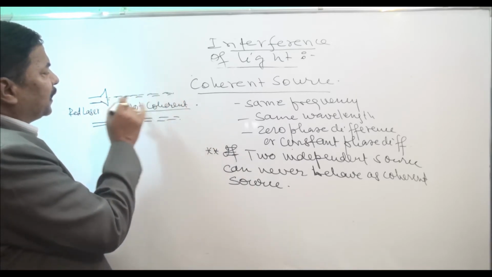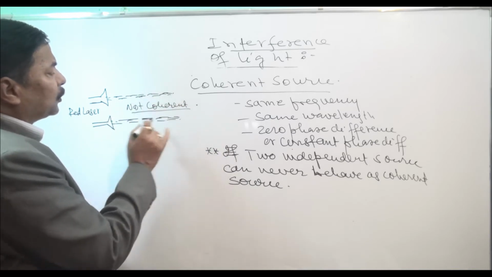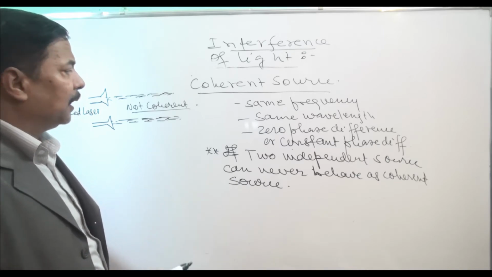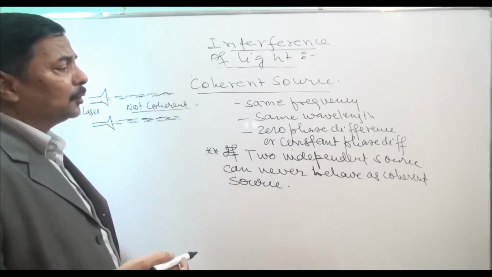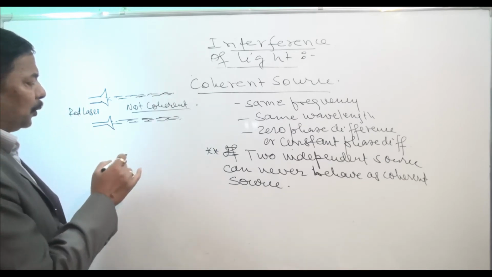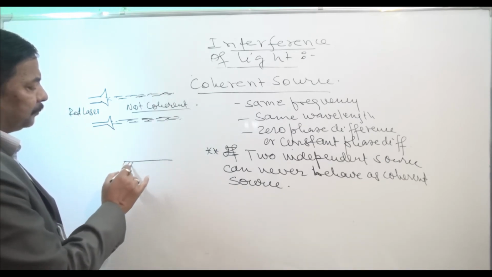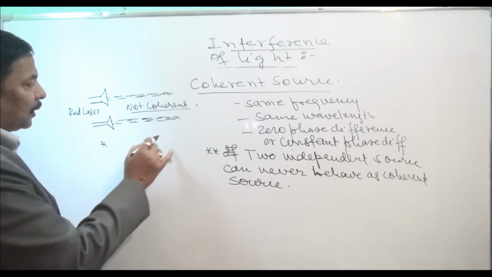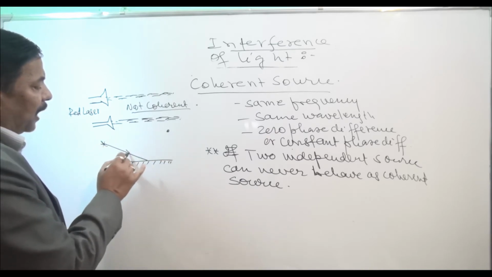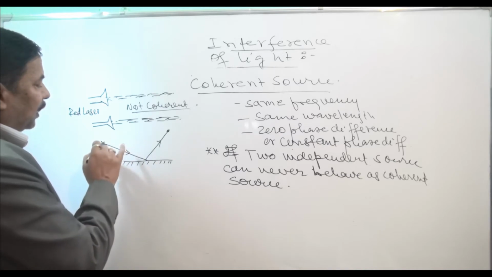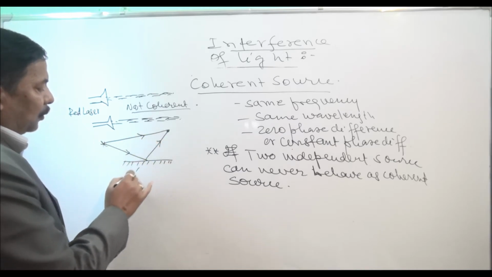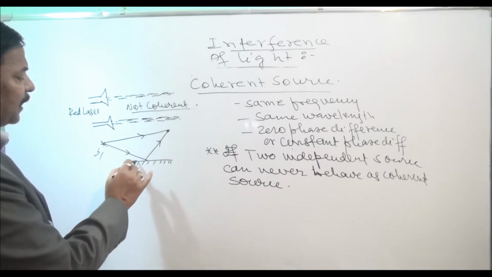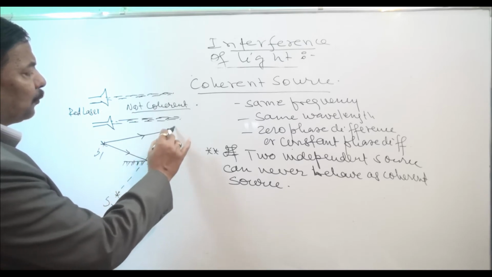So you should always keep this in mind, that for a coherent source, we need a single source which should be divided into two parts. So how is it possible? How can we get the coherent source? We can do it in this way: suppose here is a plane mirror, here is the source of light, here is the point, a ray of light is going in this way and one ray is going in this way. Now this can be treated as your coherent source for point P.